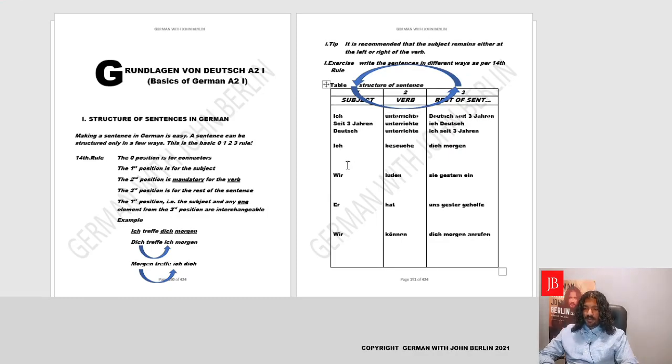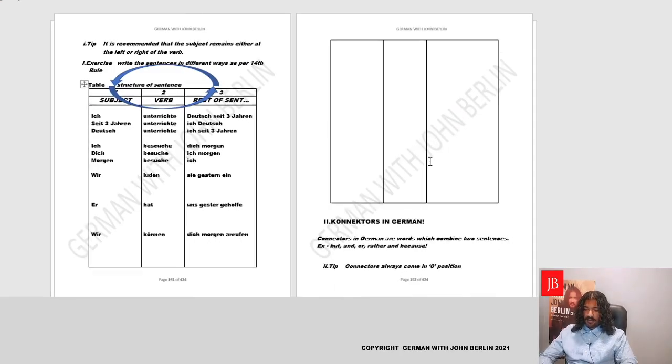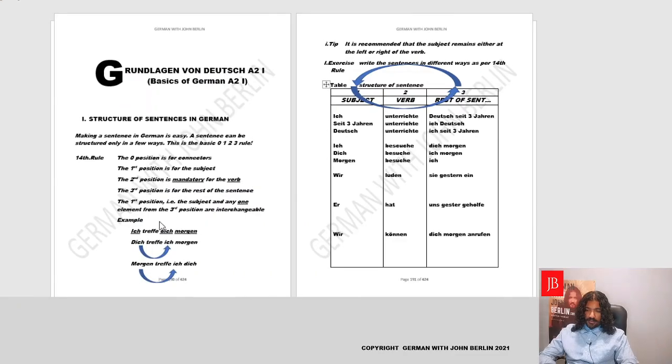All right, let's do this again. Ich besuche dich morgen. Let's change ich and dich. So we'll say dich. Very good. The second position verb. Besuche. Then we'll put the subject on the right side of the verb. Dich besuche ich morgen. Or we could exchange morgen and ich. We could write morgen. Yes, we'll introduce the verb besuche. Again, the subject on the right hand side, ich. Then we'll write, okay, dich, which comes in the end.